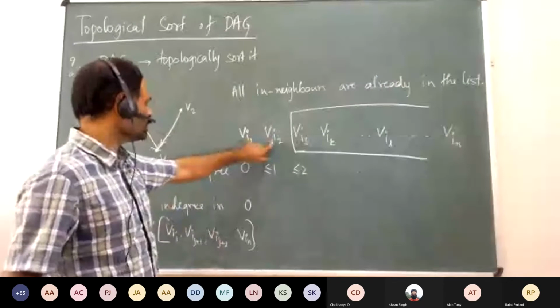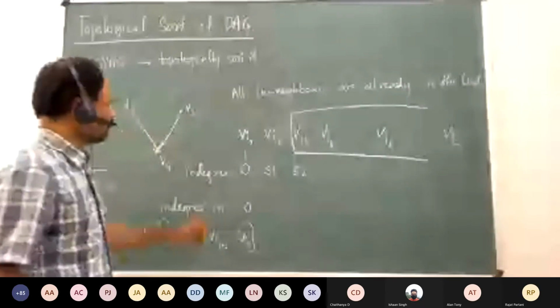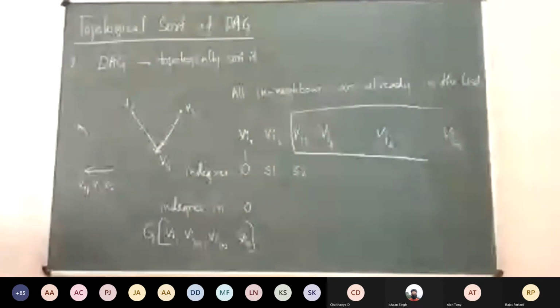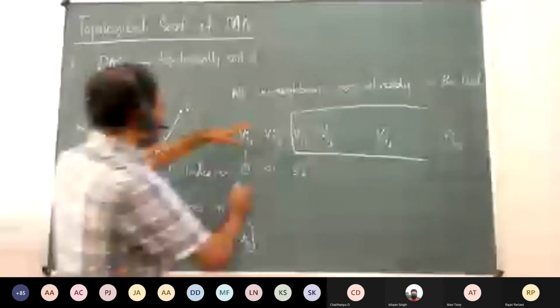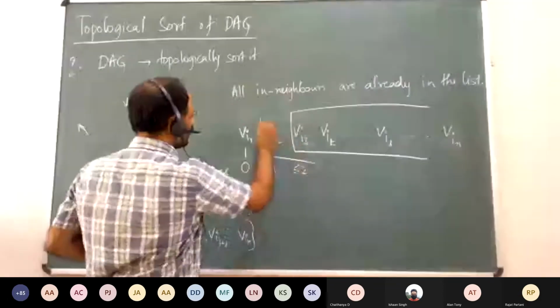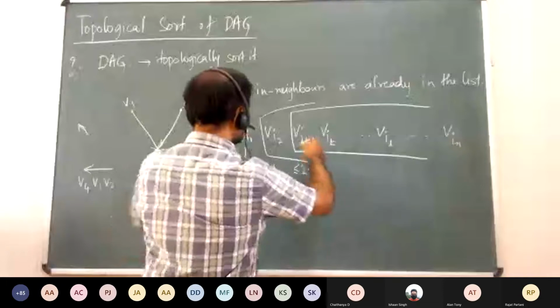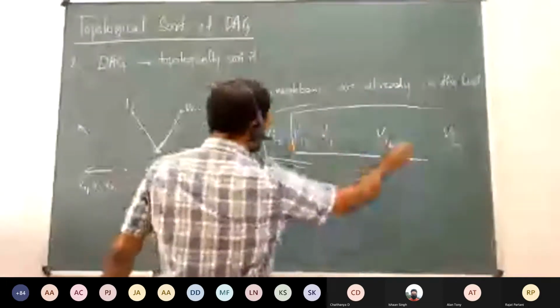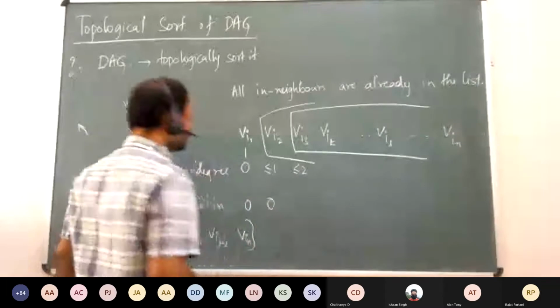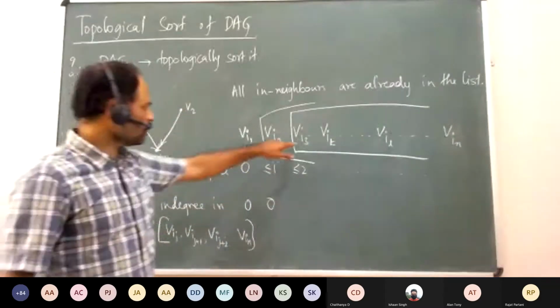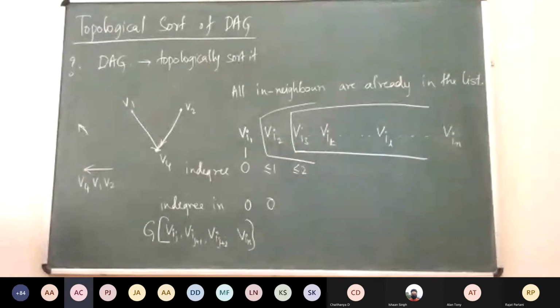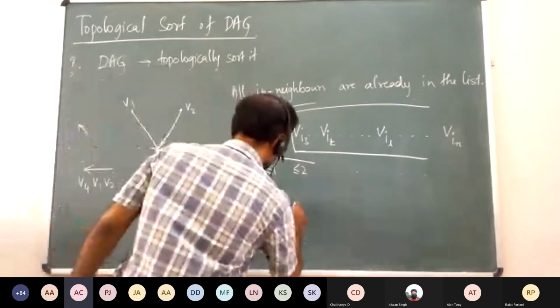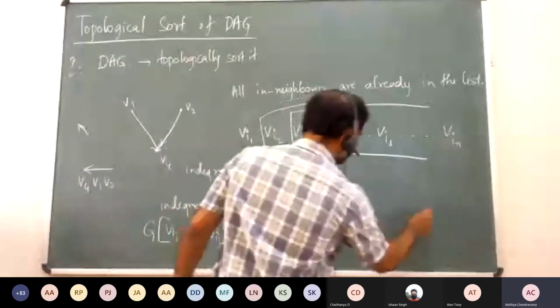What about the second vertex? 0. So the second vertex, if you take the graph induced by this Vi2 and all the vertices towards the right, there is no edge coming into the vertex Vi2 from any of these vertices. Here also the in degree is 0, right? What about Vi3? Again, it is 0. Everything will be 0, right?